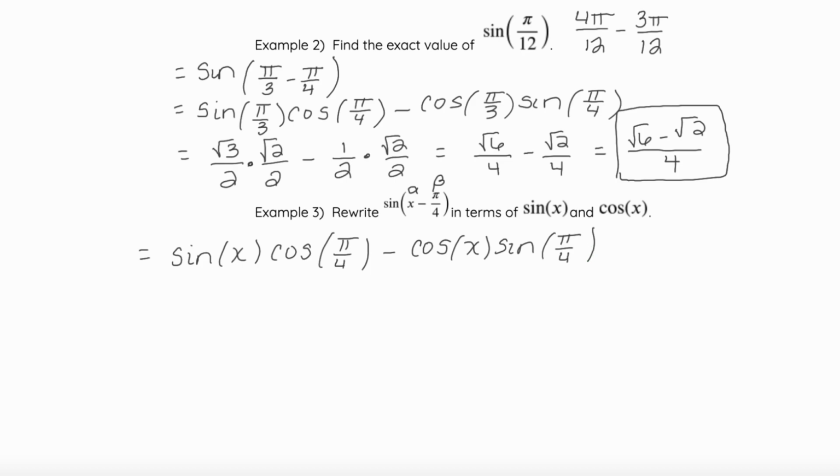And where possible, we should always evaluate. I know that cosine of pi over 4 we said is square root 2 over 2. So I'll have square root 2 over 2 times sine of x, because I'm not able to evaluate sine of x. And then I'll have the same here, because I know sine of pi over 4 is also square root 2 over 2. But this time times cosine of x. You certainly could factor if desired, if it asks you to do so, but it is already written in sine and cosine, and we are simplified. So at this point, I could say I'm finished.